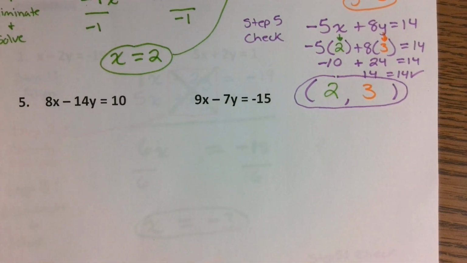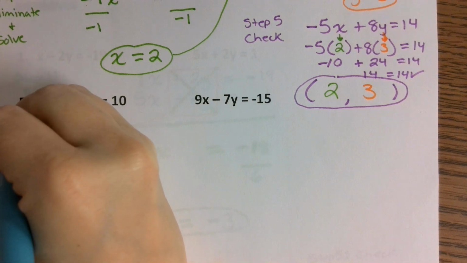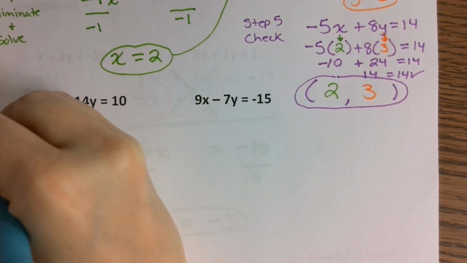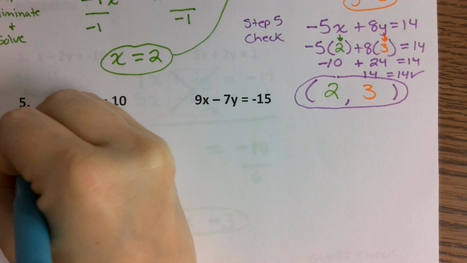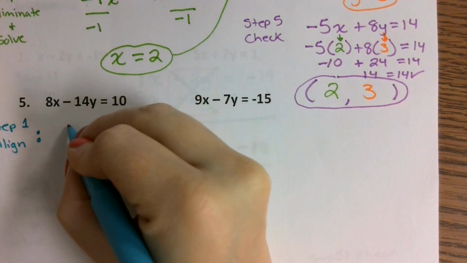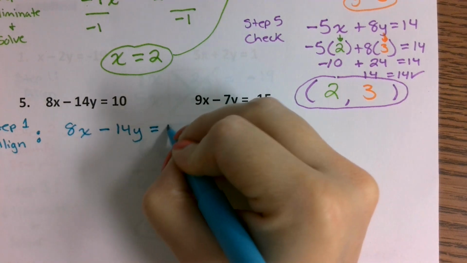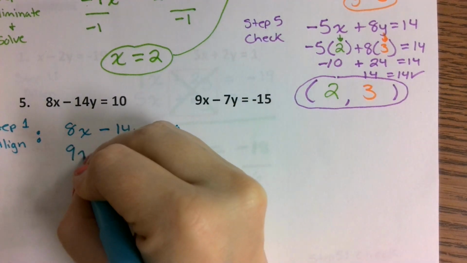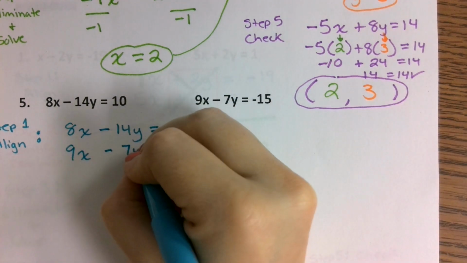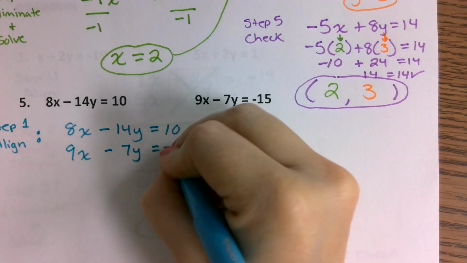All right, let's take a look here. Step 1, what was step 1 to do? Always, always, always. What is our first step? Align. First step is always going to be align. Okay, so I'm going to write 8x minus 14y is equal to 10. And then 9x minus 7y is equal to negative 15.